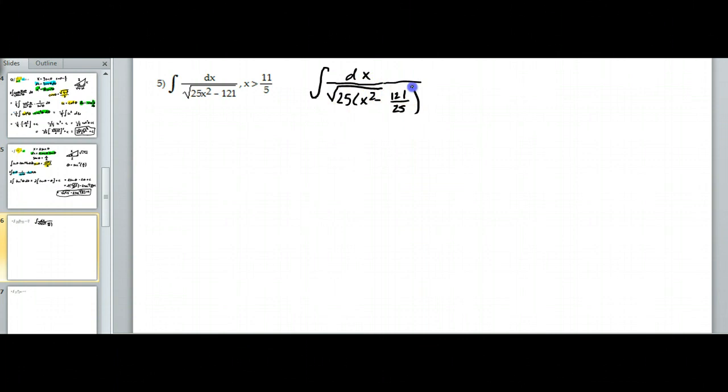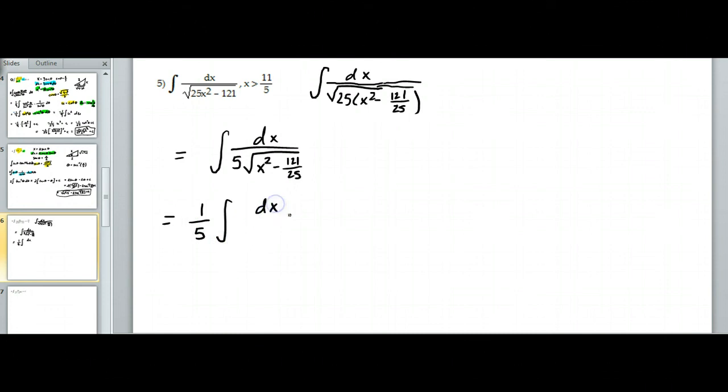Because 25 is a perfect square, it's 5 times x squared minus 121 over 25. And now this is still a perfect square, it's 11 over 5 squared. But that 5, we can pull it out if we have something in front of the x squared. I'm going to pull it all the way out of the integration completely, so I have something that looks like this.